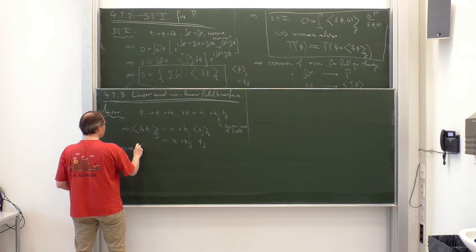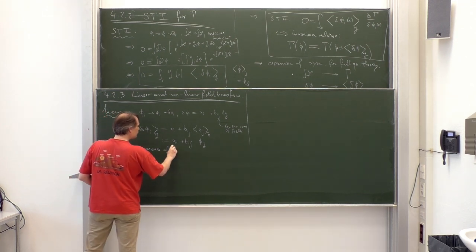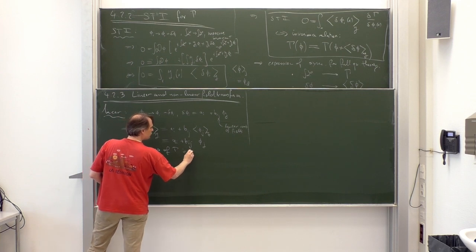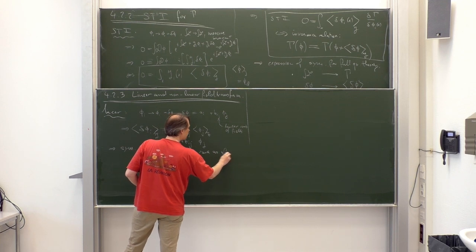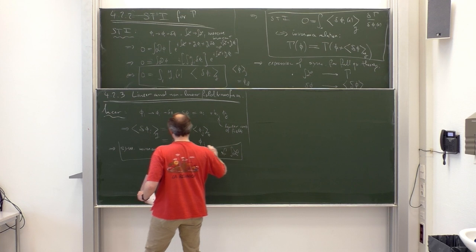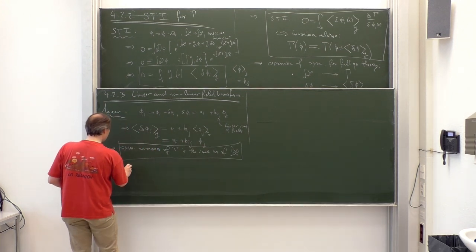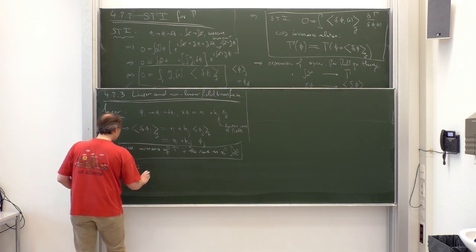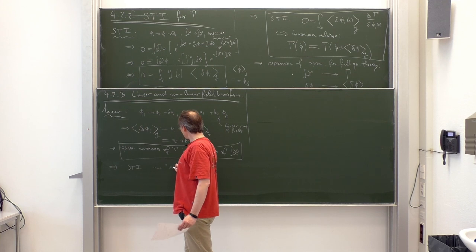So the symmetry invariance of gamma is the same as of the classical action L. And so we can simplify the Slavnov-Taylor identity, and the Slavnov-Taylor identity becomes what we typically call a Ward identity.